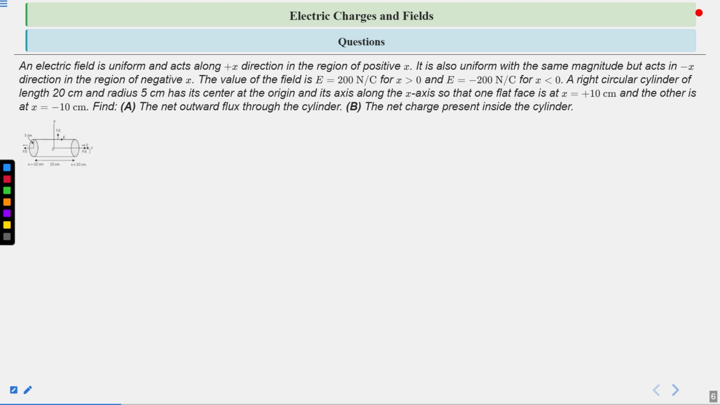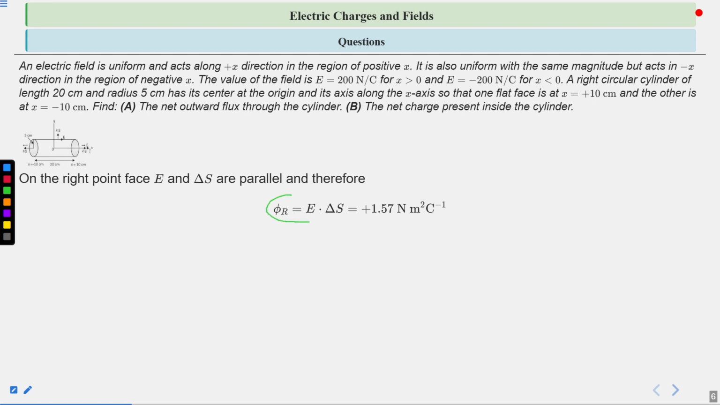Second, we will calculate the flux through the right face. Look here. The flux through the right face is this one, and the direction of the electric field is along the positive x axis, and the direction of the area element is also perpendicular to the circular face, n cap. It means the directions of both the electric field and the area element are parallel. So the flux through the right face is E dot delta S. Yes or no?